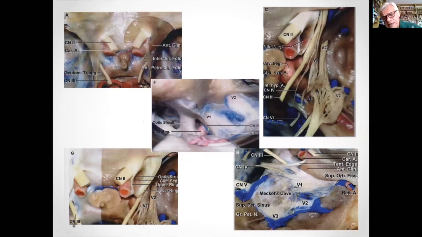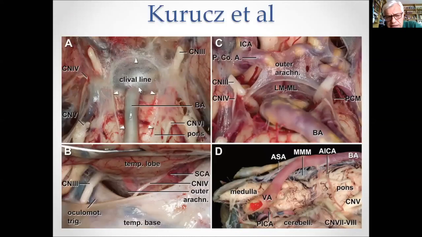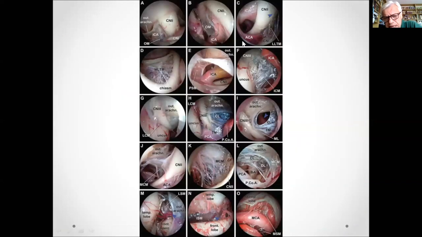This is something we really must learn, and we really should know about the layers, about the cisterns, about the outer layers, about the inner layers, about everything. This is the only publication about arachnoid which is really exhaustive and covering all, by Kuruc. It was done with endoscope, but you see the perfect images. There are two articles and they are somewhat difficult to follow because they are full of these images, and just to get oriented is not that easy.